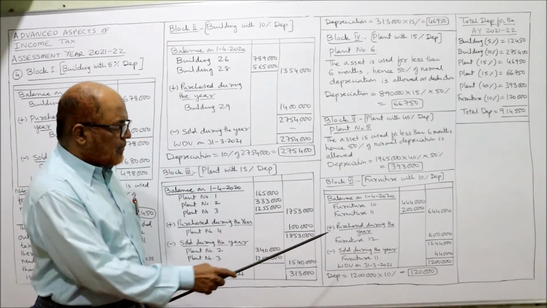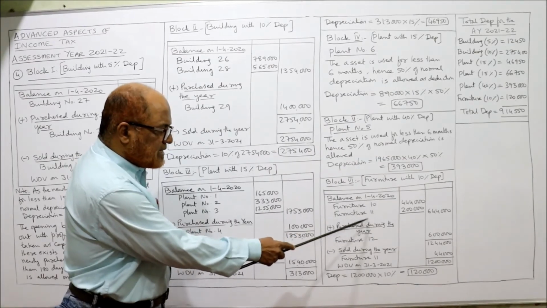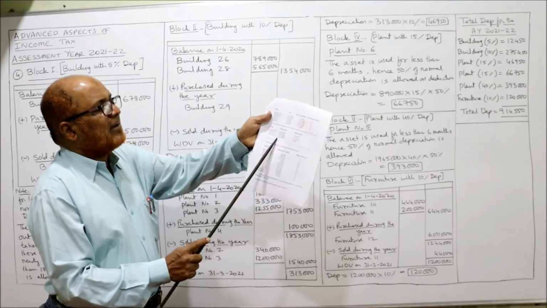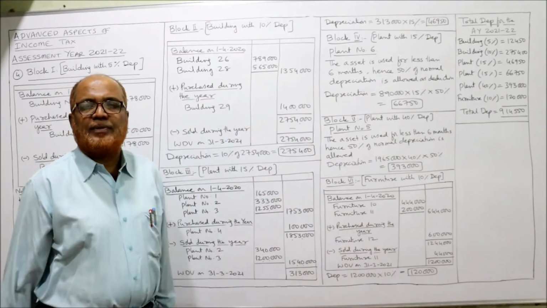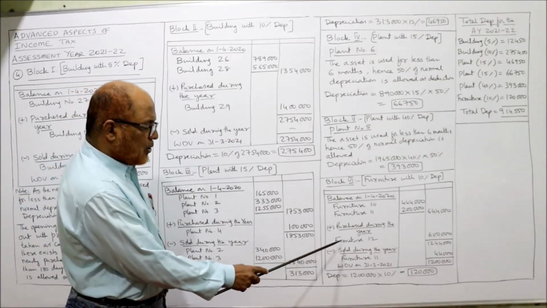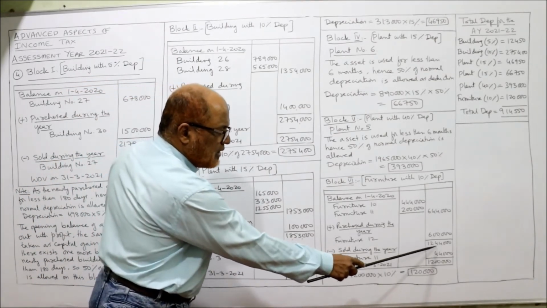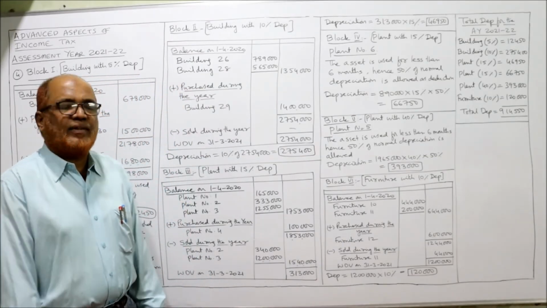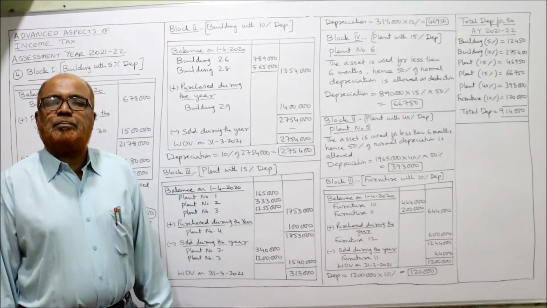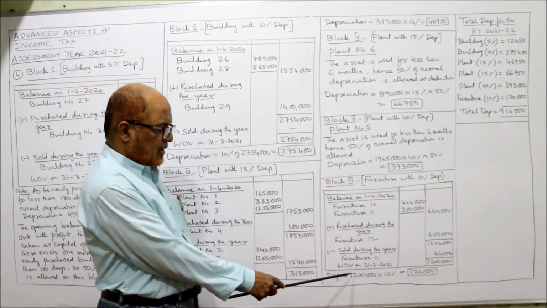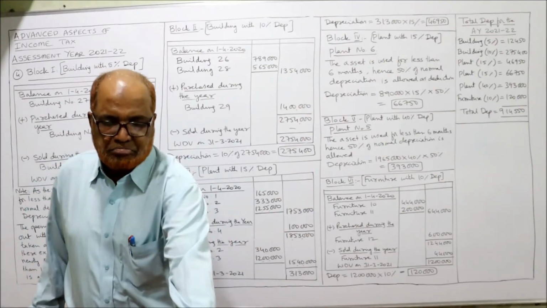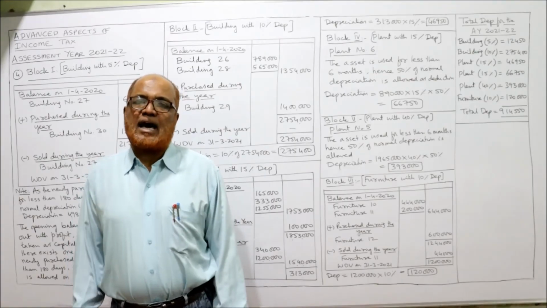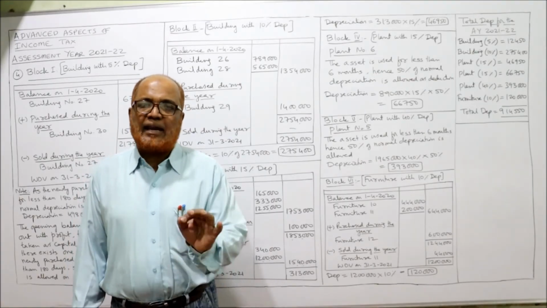Now see, is there any furniture sold among 10, 11 and 12? Yes, furniture number 11 is sold for rupees 44,000. Deduct, so the WDV of the furniture block at the end of the year is 12 lakh. Now calculate 10% depreciation on 12 lakh, which is 1 lakh 20,000. That's all. We have calculated the depreciation according to the provisions of the Income Tax Act on all the blocks of assets. I have explained each and every point.